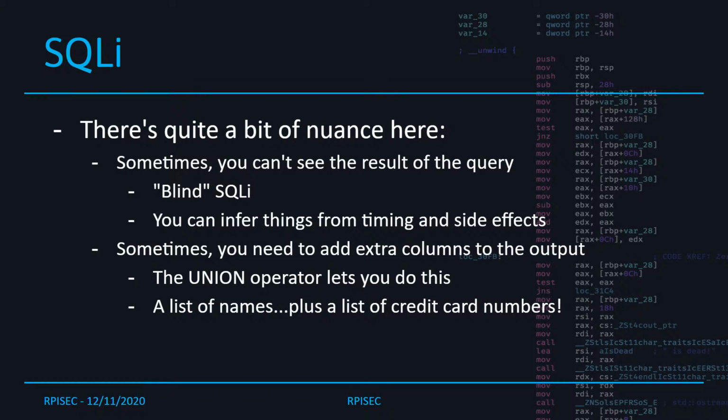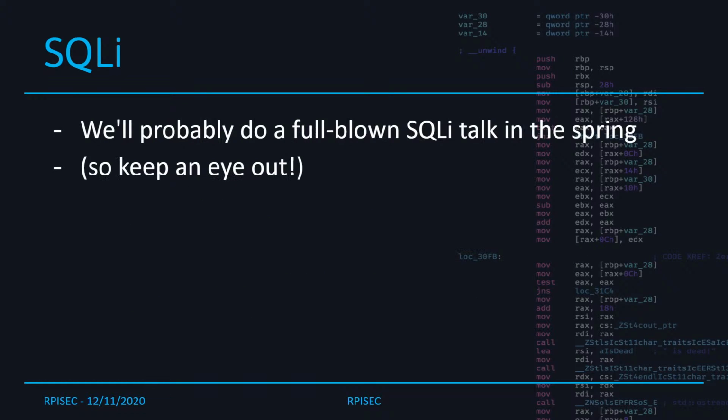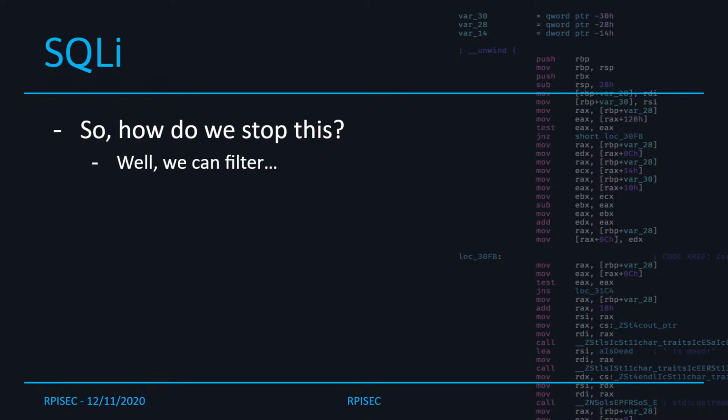And sometimes you need to sneak extra data in. Maybe this is a search that is pulling out a list of usernames, and it will only work right if there's only a single column. What you can do is use a union to glue together two separate queries. And so maybe you'll get a list of users and then a list of their credit card numbers back to back. So there is a lot more to talk about in the SQLi area, and we're probably going to do a talk on this in the spring, so keep an eye out for that.